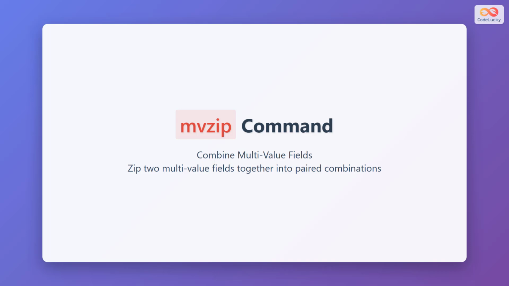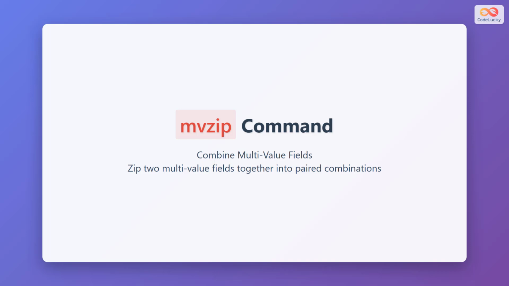The mvzip command is a powerful function that allows you to combine two multi-value fields together. Think of it as zipping two lists together, where each element from the first list gets paired with the corresponding element from the second list. This creates paired combinations that are extremely useful for data analysis and correlation.